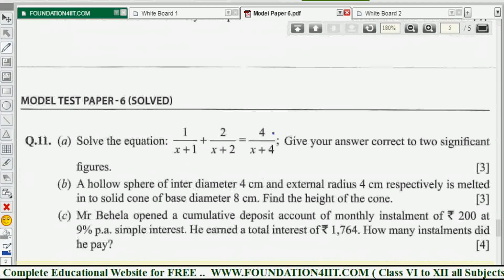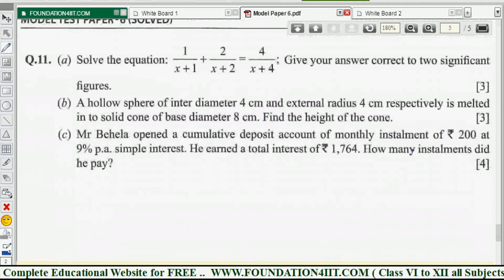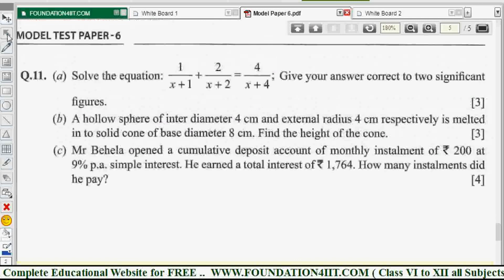Now let us see question number 11. We'll solve these problems. Now let us solve this last question from this paper. First one is: solve the equation 1 by x plus 1 plus 2 by x plus 2 is equal to 4 by x plus 4. Give your answer correct to two significant figures.